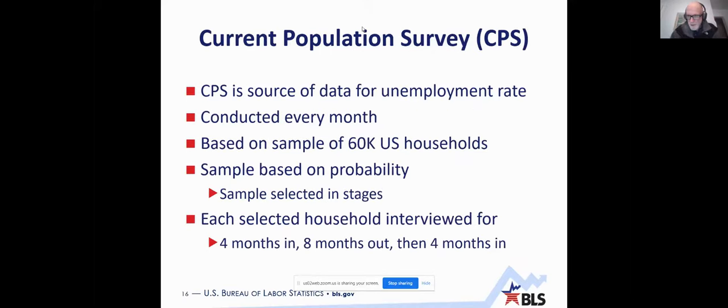But how do we produce the unemployment rate? So we use a survey called the Current Population Survey. This is the labor force survey in the United States. It's the source of the data for the unemployment rate. We conduct it every month because we issue an unemployment rate every month. It's based on a sample of about 60,000 households in the US. It's a probability-based sample. The sample's actually selected in stages, and that's interesting, but we don't really have the time to get into that. Each selected household is interviewed for 4 consecutive months, then is not interviewed for the next 8, and then interviewed again for the next 4 consecutive, and then is out of the sample.